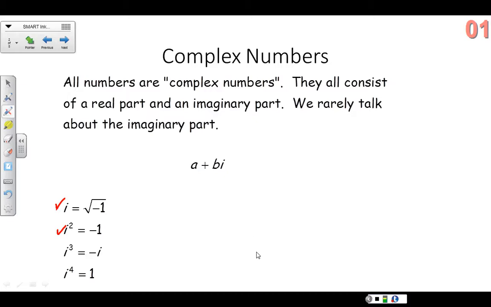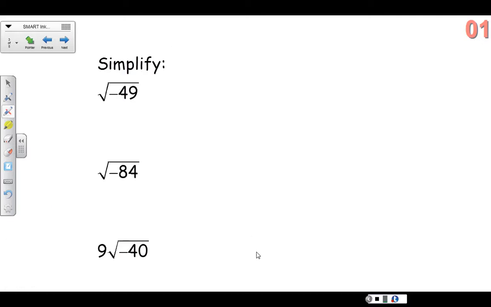What we're going to use the I for: in your earlier algebra classes, you were told you were never allowed to have a negative underneath the radical. So if I had the square root of -49, normally we wouldn't be able to do that. But now we can think about this as the square root of -1 times 49. We know now that the square root of -1 is I, so we factor the I out, taking care of the -1, and the square root of 49 is 7, so this is going to be 7I.